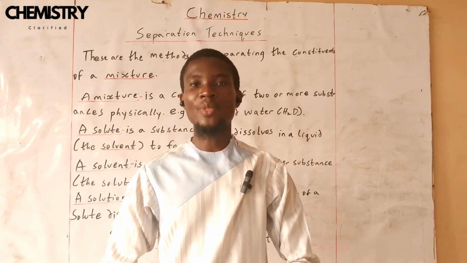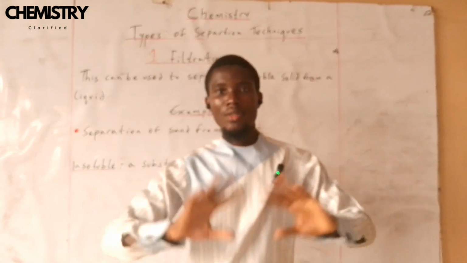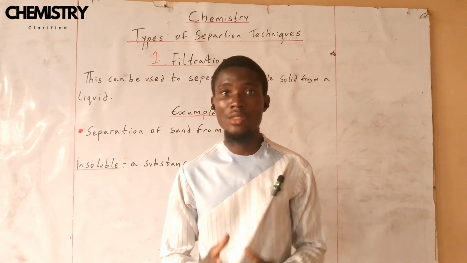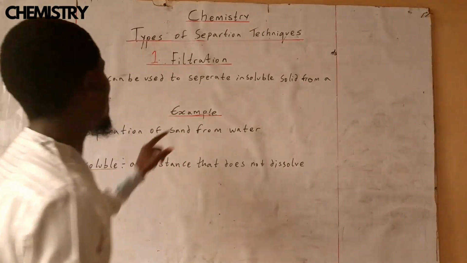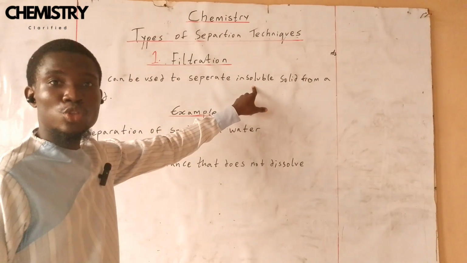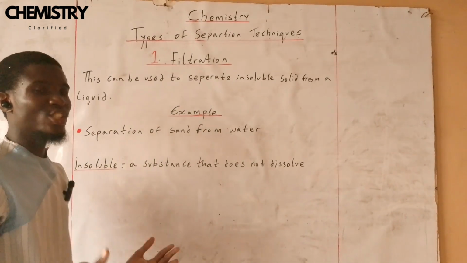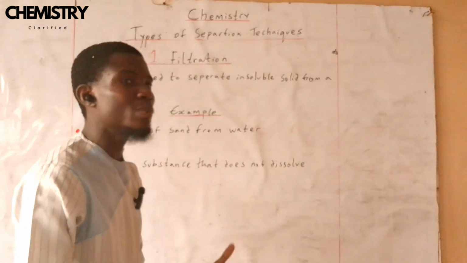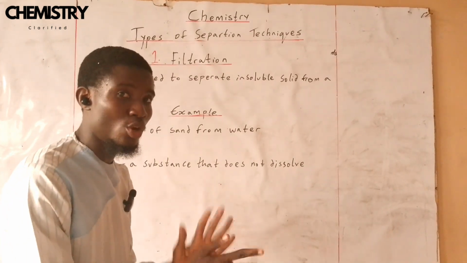Now, let's look at some types of separation techniques. In the beginning of this video, the experiment I showed you was using a type of separation technique known as filtration. This filtration can be used to separate an insoluble solid from a liquid. What is the meaning of insoluble solid? Insoluble simply means a substance that does not dissolve. When something does not dissolve, it means it is insoluble. When it dissolves, it means it is soluble. So when they say something is insoluble, in chemistry, we are saying that thing does not dissolve.